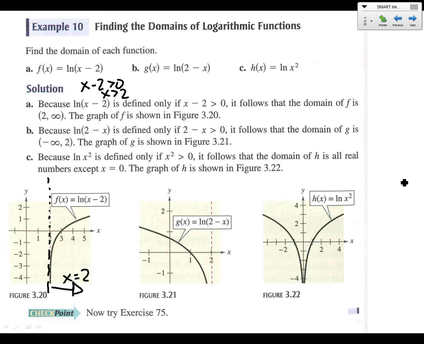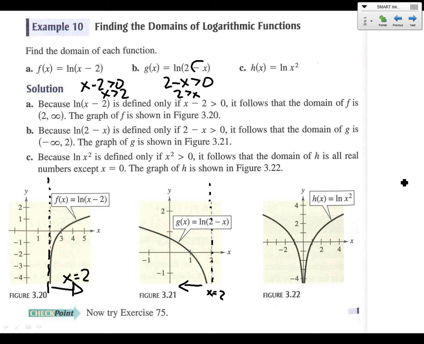All right, so we look at B, and we'll say 2 minus x has to be greater than 0. So if we add the x to the other side, then x has to be less than 2. Still have an asymptote here at 2, but note that it's going in the other direction. So it's flipped in the negative direction.